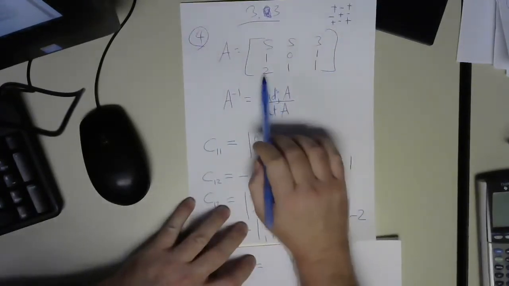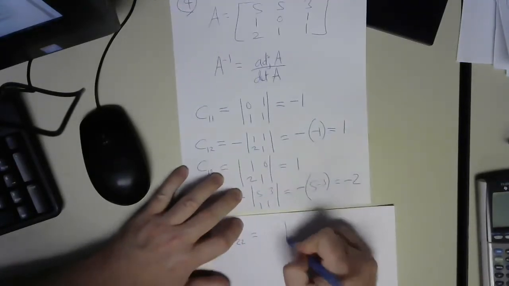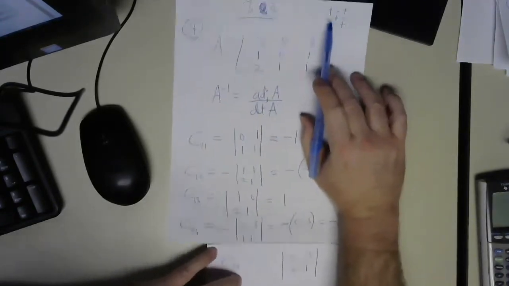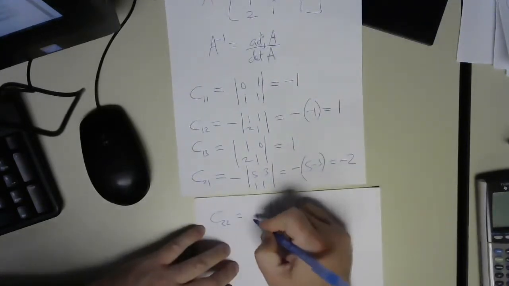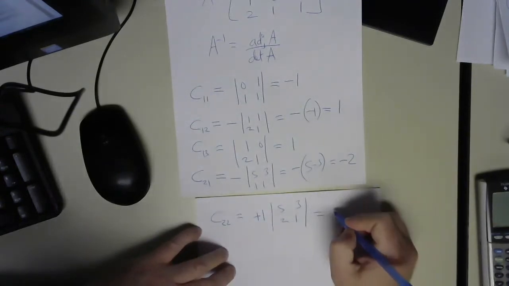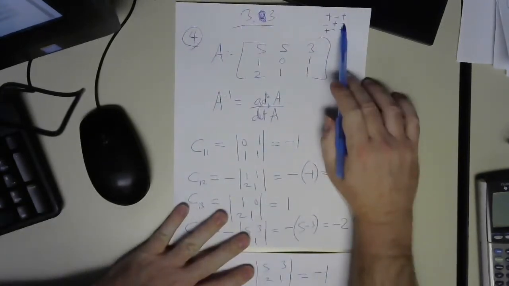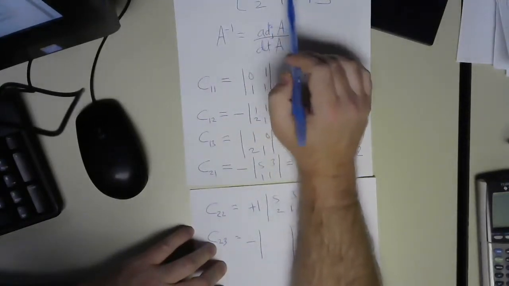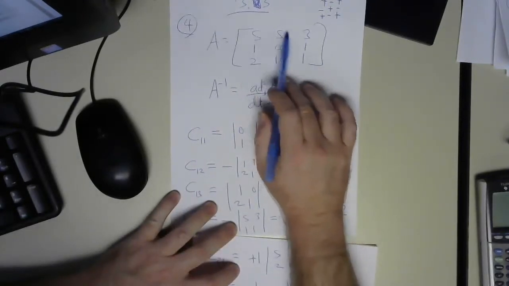Now 2, 2, let's see, that'd be this guy. Cross all this out, that'd be 5, 3, 2, 1. But that's got a plus in front of it. Okay. +1. 5 minus 6 is -1. How about C2, 3? That's right there, so it's going to be negative. Looks like we cross out all this and all this. All this and all this. So it'd be 5, 5, 2, 1.